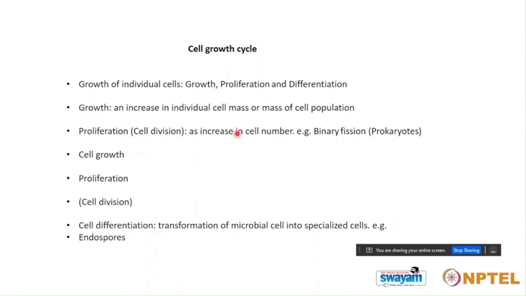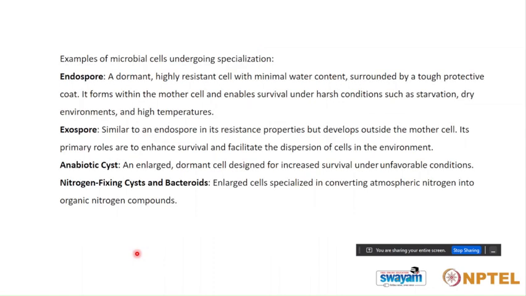So ultimately this cell differentiation facilitates the growth of a microbial cell into a specialized cell. For example, endospores. We'll be discussing endospores in the upcoming slides. These are some classes of differentiated microbial cells. Endospore is one of the classes. Endospores are low in water content, and they are also surrounded by a protective coat.